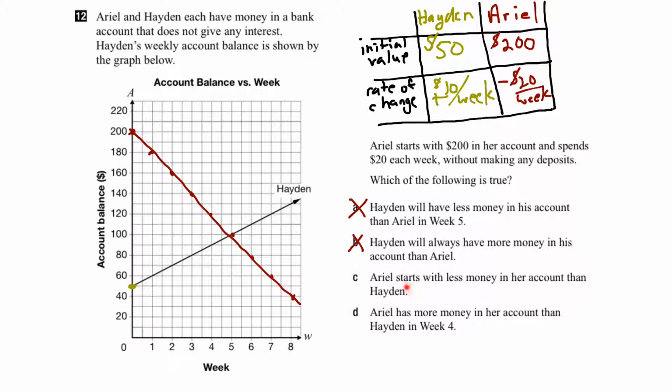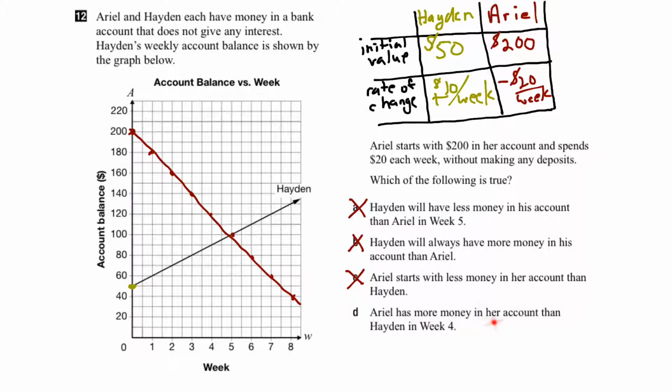Next, it says that Ariel starts with less money in her account than Hayden. Well, if we look at the graph, Ariel starts with $200 versus Hayden's $50, so she has more money initially. Therefore, this statement is not true. Okay, let's take a look at the last one.